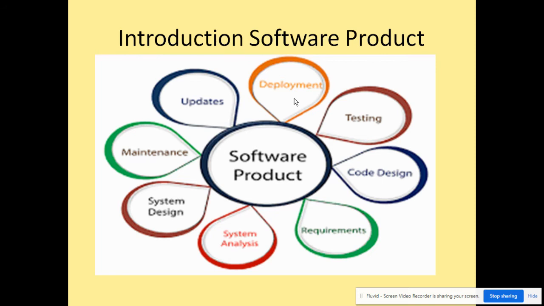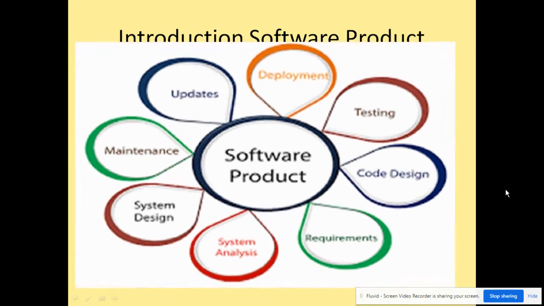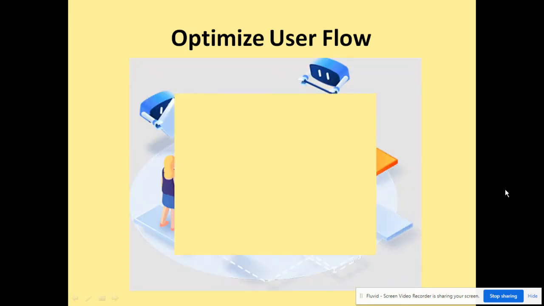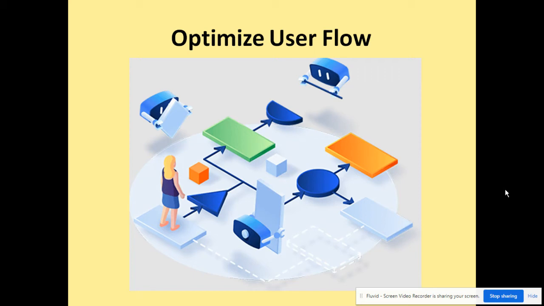Okay, so this is something about a software product. Now let's move ahead. Let's discuss something about the user flow. For that, I have one image. Just go through this image. Can you observe what this image consists of? One user is looking at a particular object. Some arrow marks are visible, some rectangles. Can you imagine what it consists of?